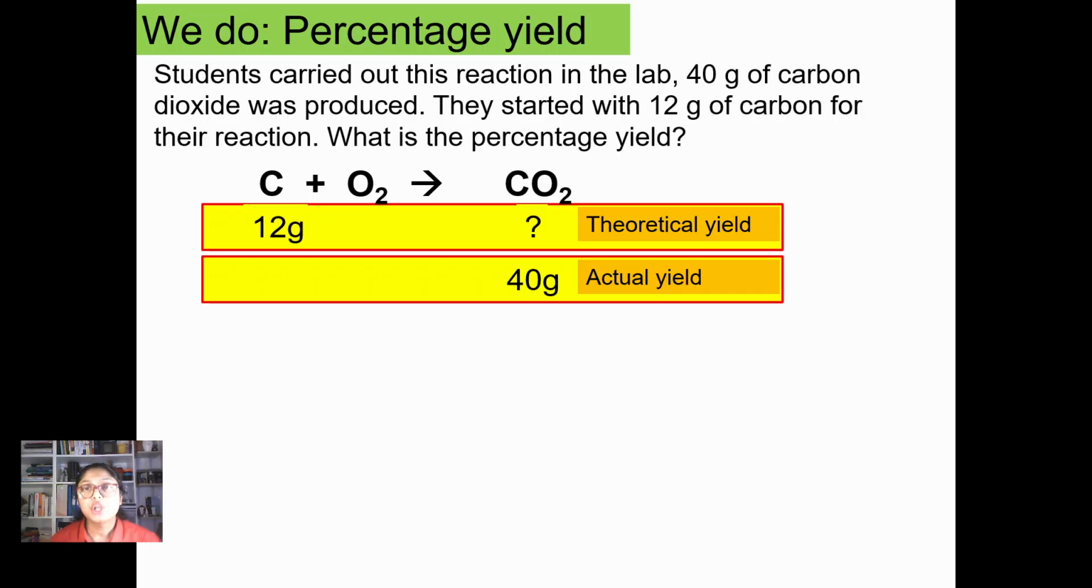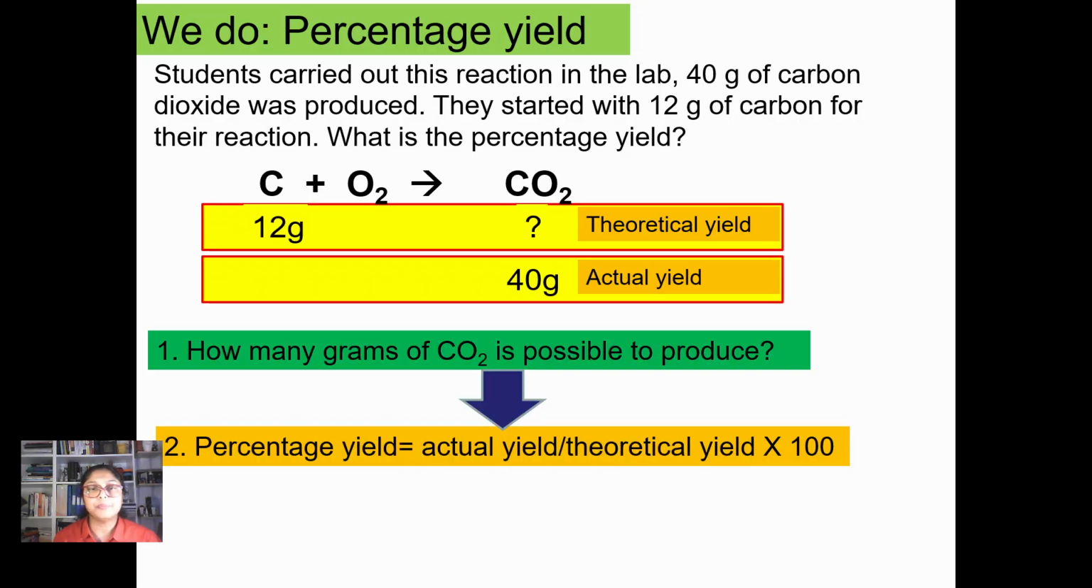Next question. Students carried out the reaction in the lab starting with 12 gram of carbon and 40 gram of carbon dioxide was produced. What is the percentage yield? Here you have to find out how much carbon dioxide can be produced from 12 gram of carbon. First, check whether this chemical reaction is balanced or not. If yes, then move ahead with the calculation.